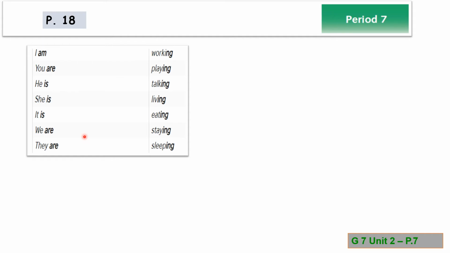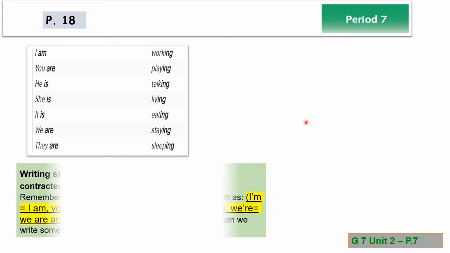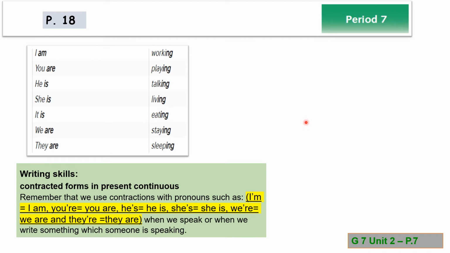Okay. In this lesson, you will take the contracted form, the short form. Look here. Writing skills. Contracted forms in present continuous. Contracted forms means what?